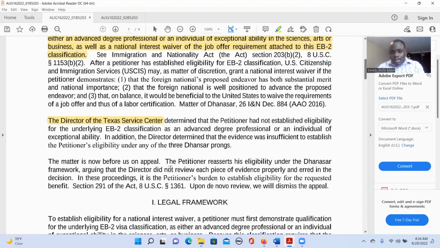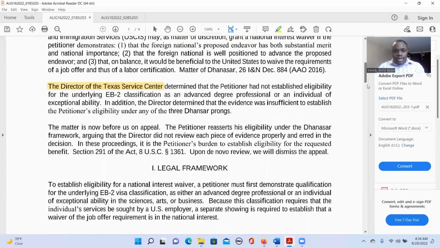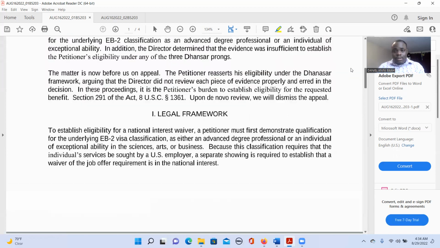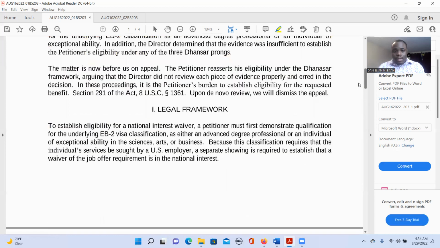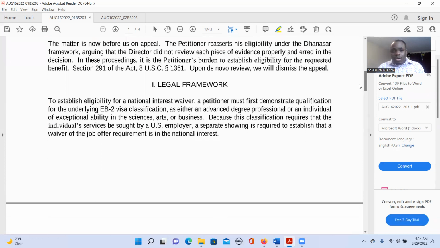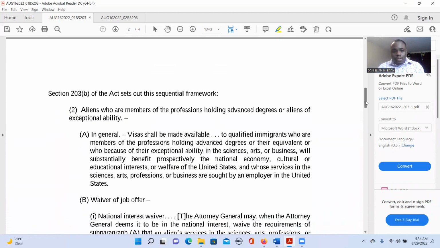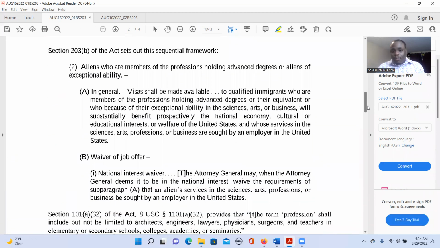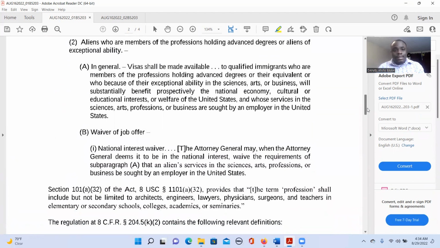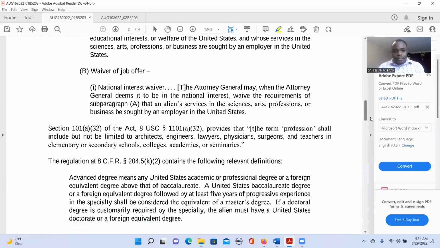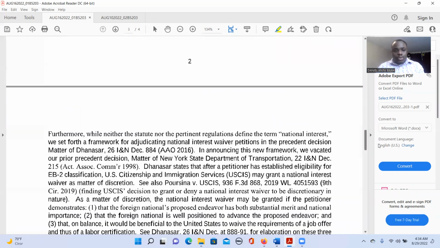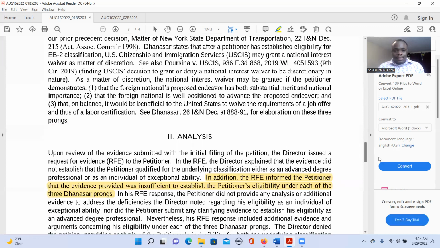Let alone satisfying it with evidence. Now, the legal framework, I'm not going to go through the legal framework. These are the legal requirements that you have to follow to get approved. By now, if you have filed your petition, you should know all these things. So we are going to go straight to the analysis.